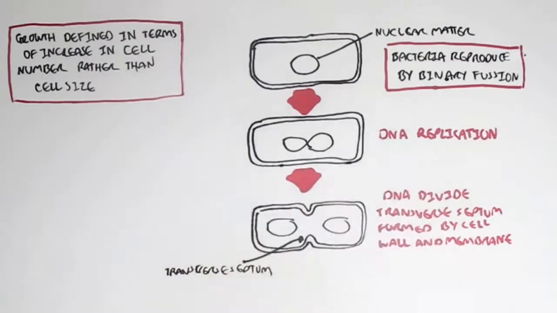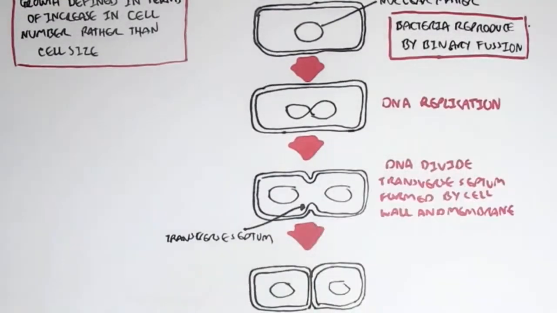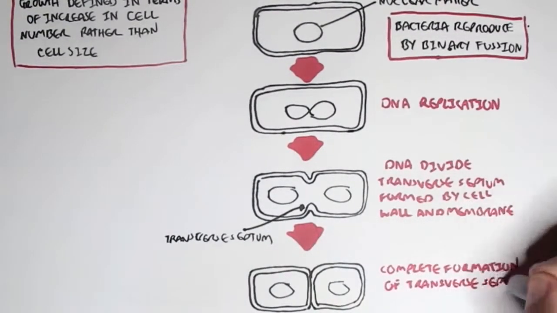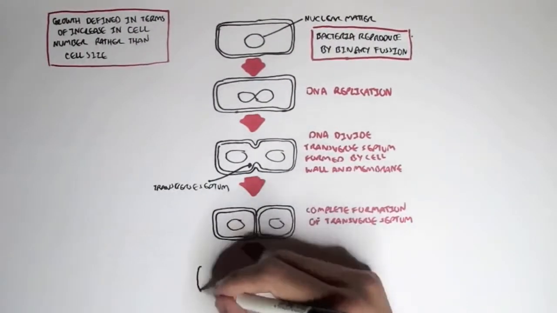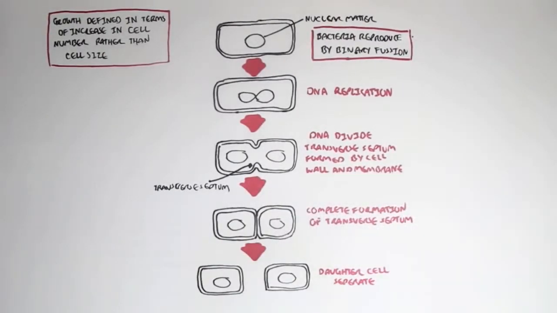And then after some time, the transverse septum will be completely formed, which will enable the daughter cells, these two cells, to separate now. So now we have two bacteria cells. And that completes binary fission, how the bacteria reproduces itself.